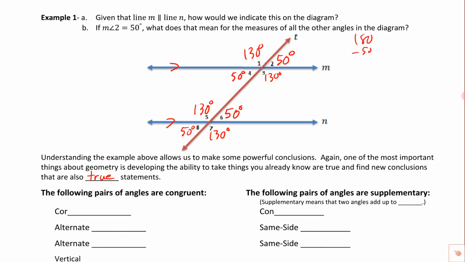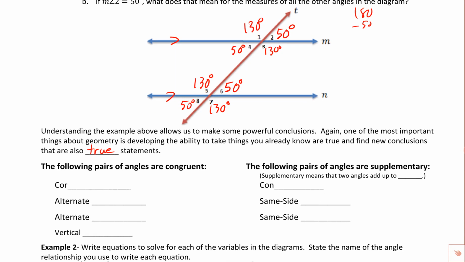Okay, so we're going to talk about some of those true statements, some of those true conclusions that we can make from this. It says the following pairs of angles are congruent. The first thing that we could say are congruent are these type of angles. Take a look at this 50 and this 50. Those are vertical angles, and vertical angles are congruent. So 2 and 4 are congruent, 6 and 8 are congruent, 5 and 7, 1 and 3. Those are congruent.